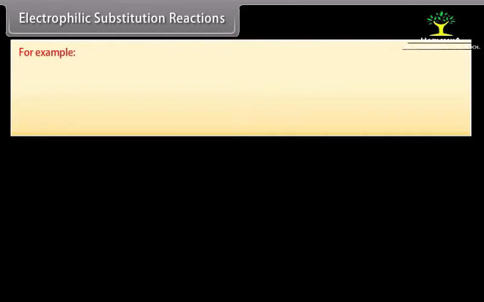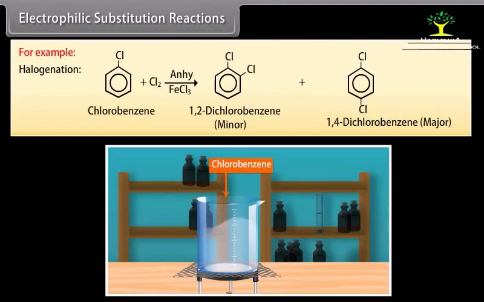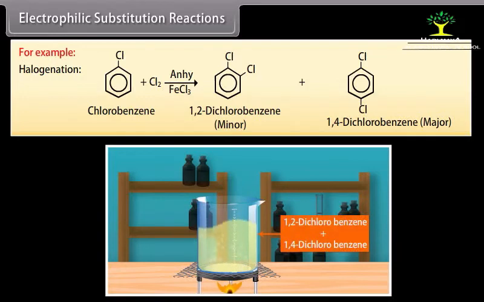For example, halogenation. When chlorobenzene solution is mixed with chlorine and then ferric chloride is added, it reacts to give 1,2-dichlorobenzene, which is a minor product, and 1,4-dichlorobenzene, which is a major product.